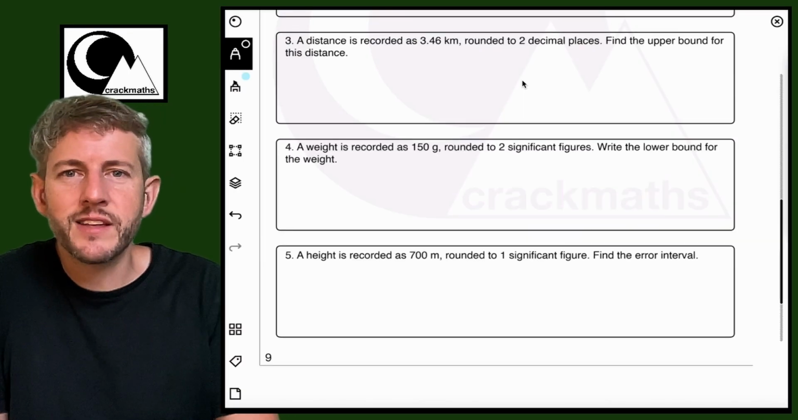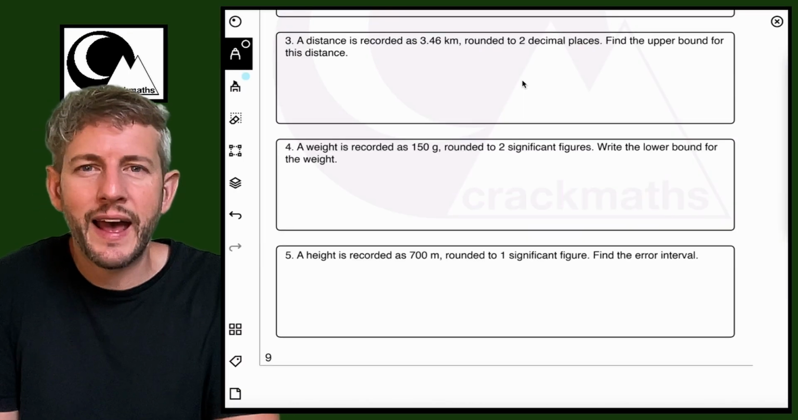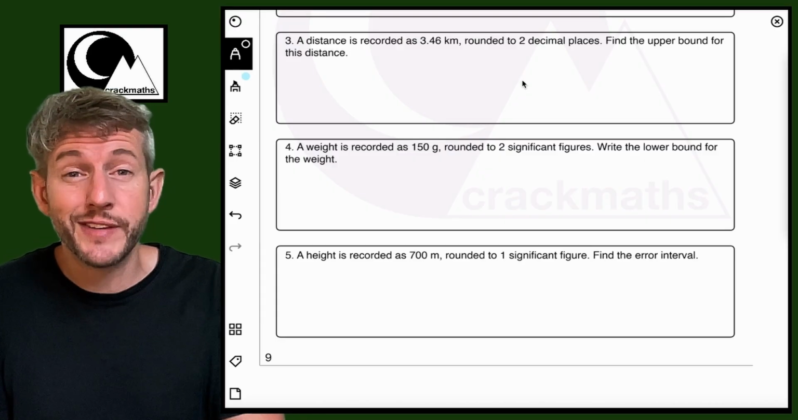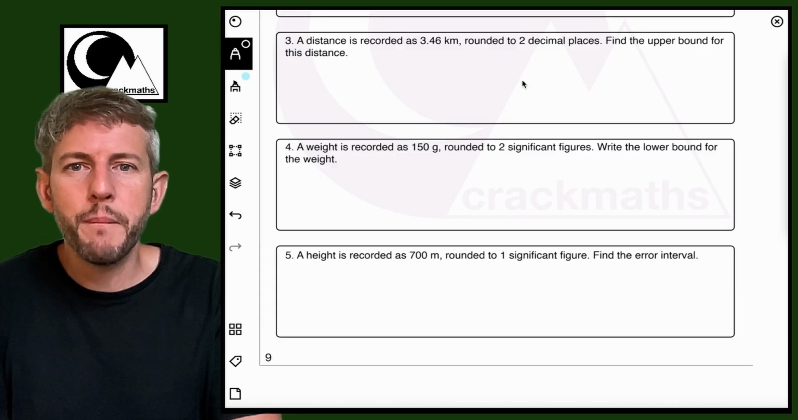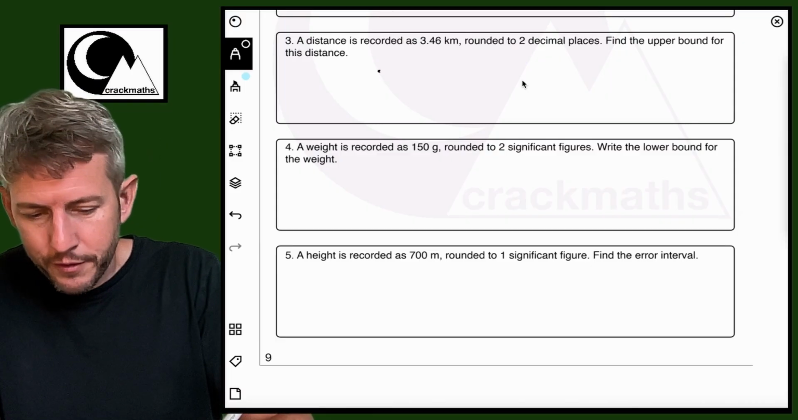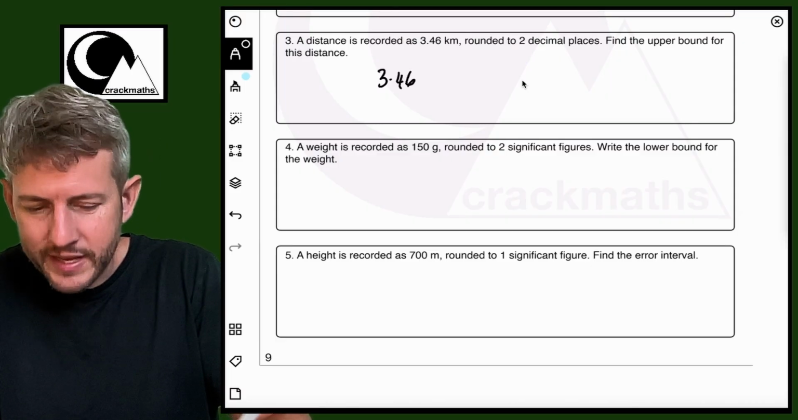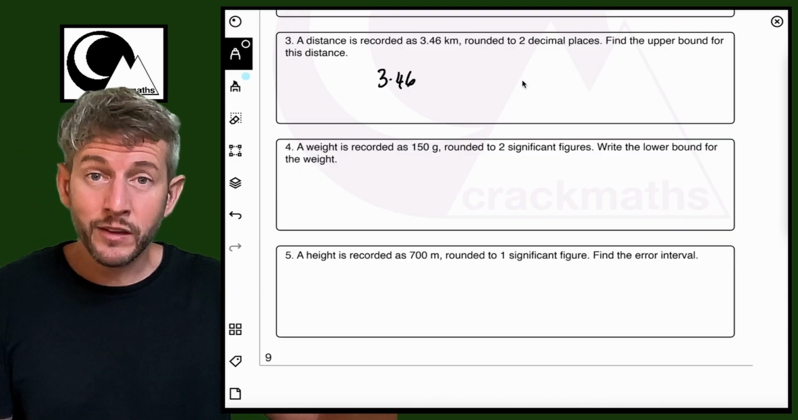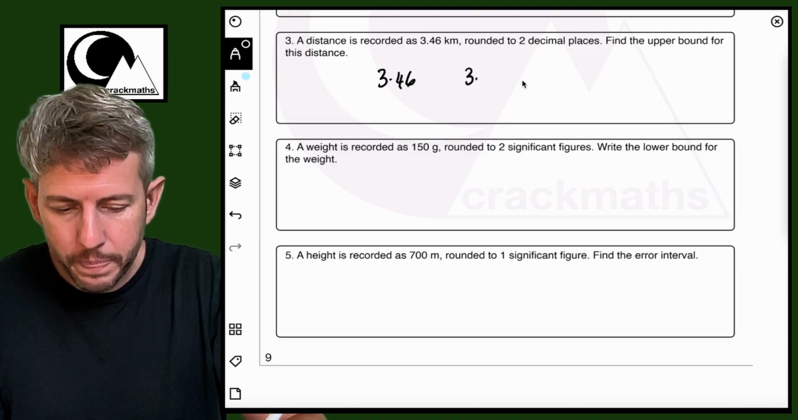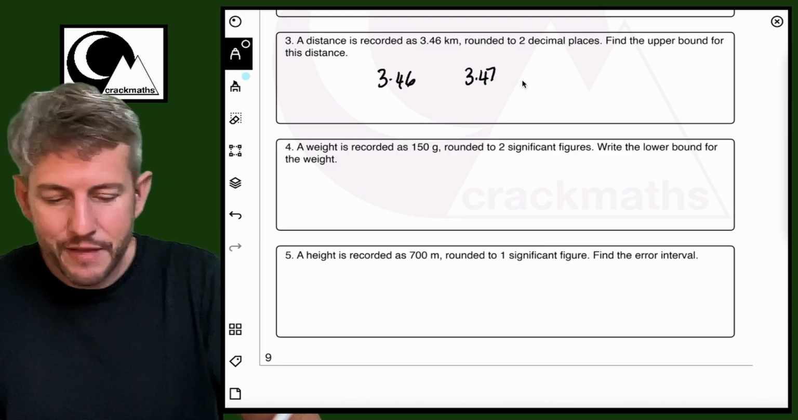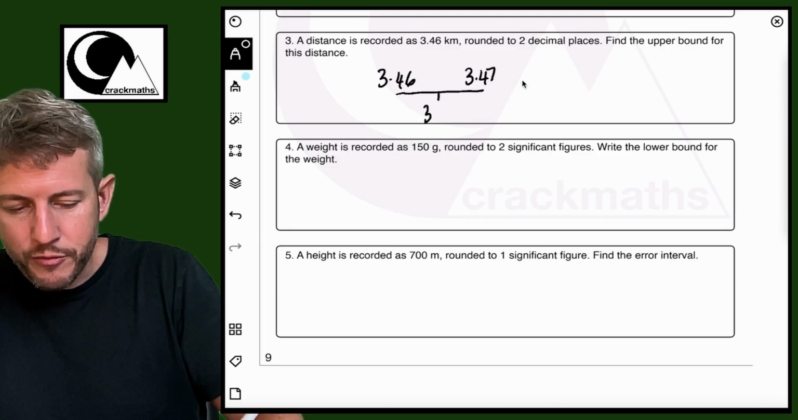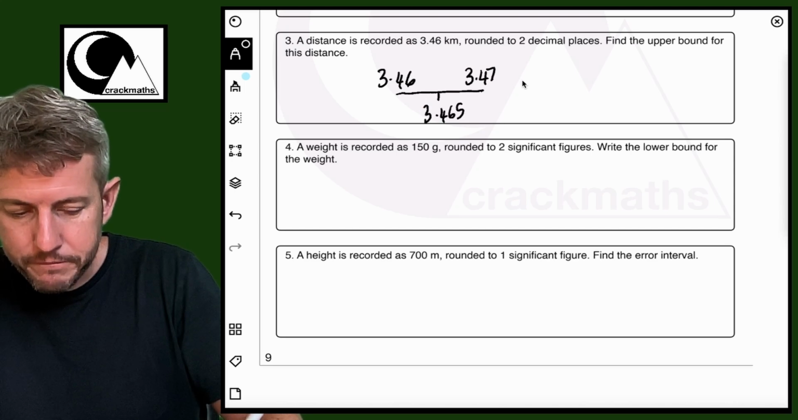Question 3 says, distance is recorded as 3.46 kilometres rounded to 2 decimal places. Find the upper bound for the distance. Okay, so 3.46, the next thing it would be, if it were rounding to 2 decimal places, would be 3.47. So then we find the midpoint from these, which will be 3.465.